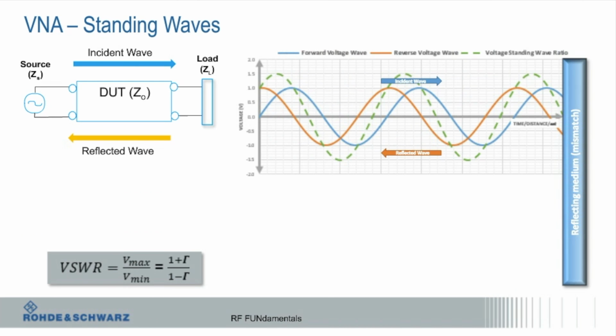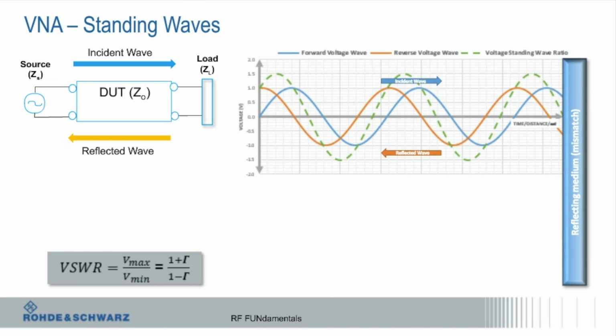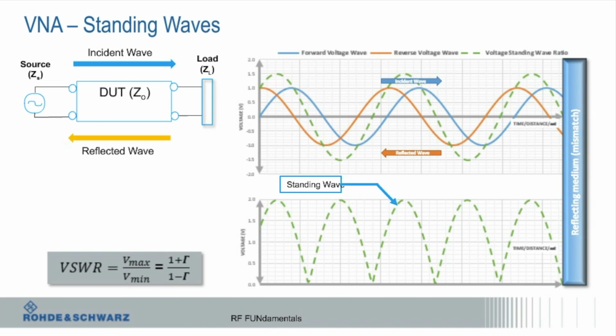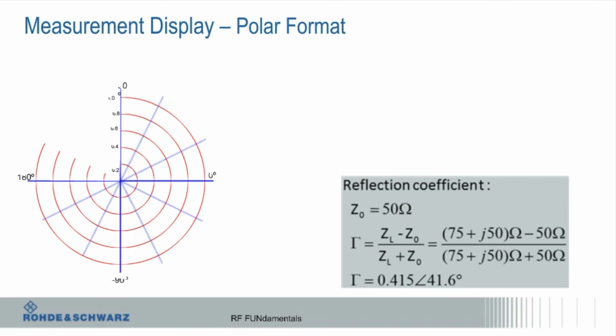Okay, so it's just showing you here. I send the blue one in, I get the brown, I don't know what color that is, back, and the resulting thing is going to be that VSWR. I'm sorry, this is the resulting VSWR. So you can see peaks in it.